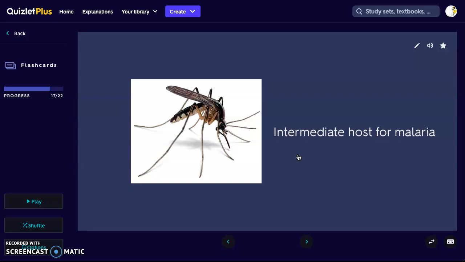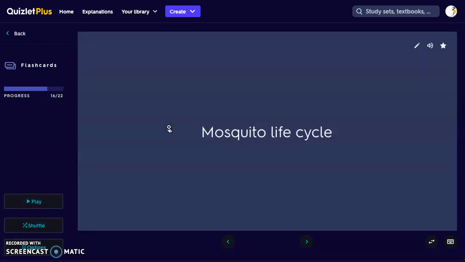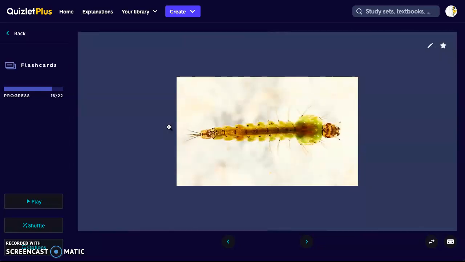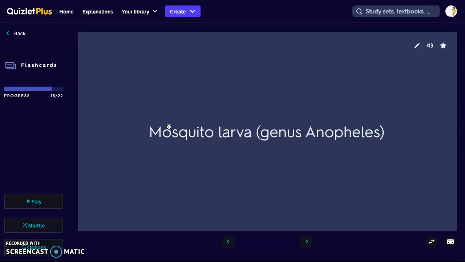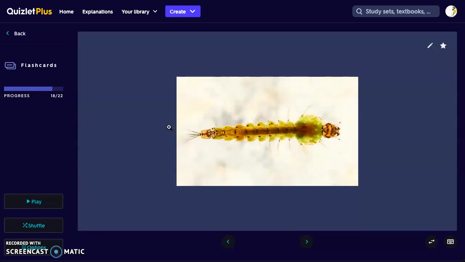So the first mosquito we're going to look at is from the genus Anopheles. They're an intermediate host for malaria. We can see this dark dorsal side and then a nice light ventral side of the abdomen. Again, that was from the genus Anopheles. This is the Anopheles larva. We have the little legs right there, and it's going to be swimming in the water, with little hairs to help support it while it's swimming.